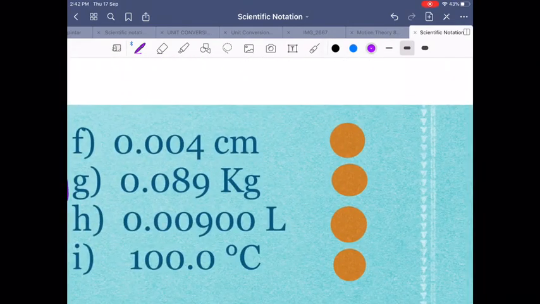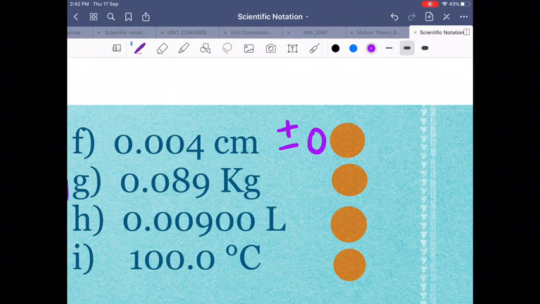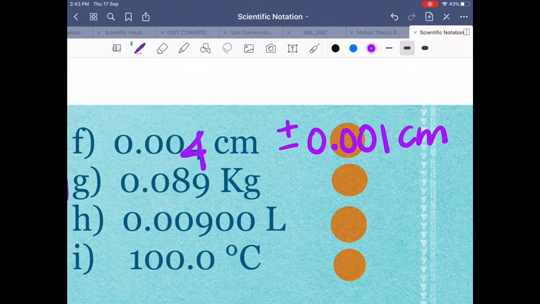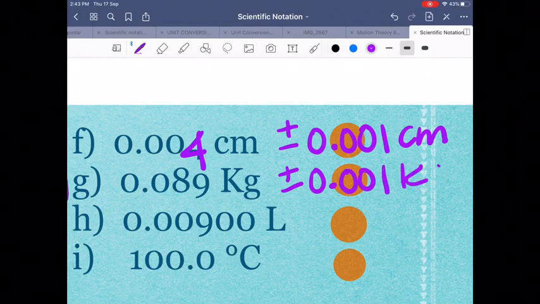In letter F we will have plus minus 0.001 centimeters. Do not put me the 4, okay? It's 1, always 1. Then plus minus 0.001 kilograms. And in this one, remember, these are significant, so I will include them.